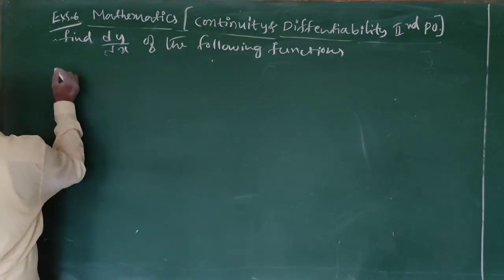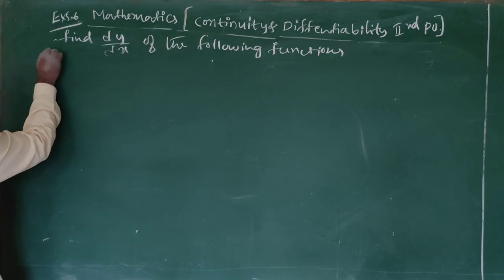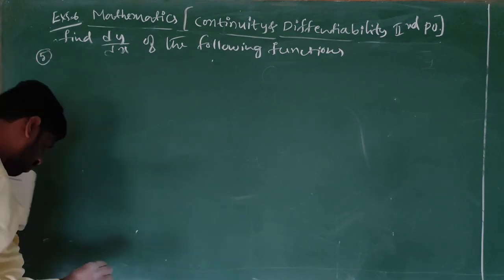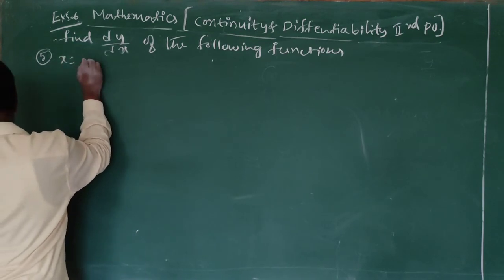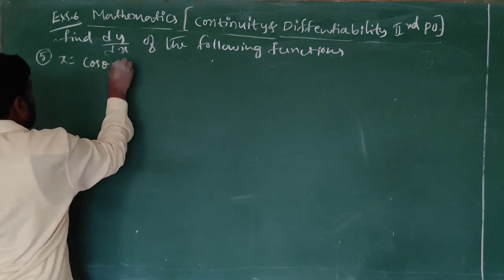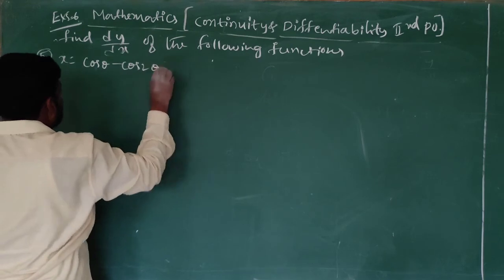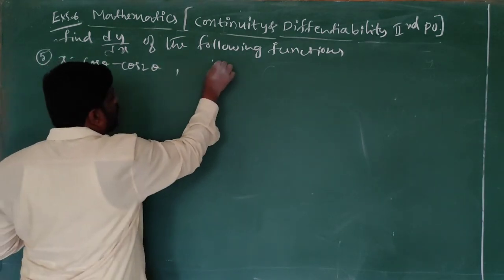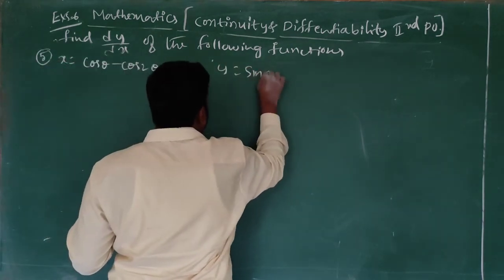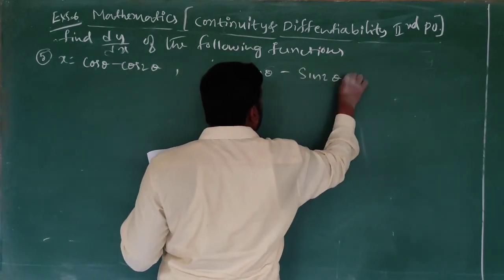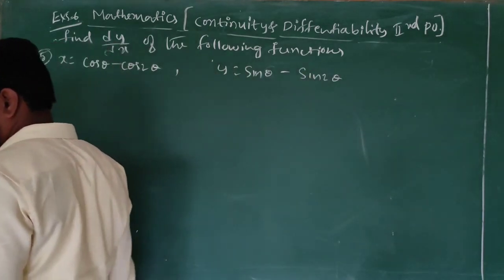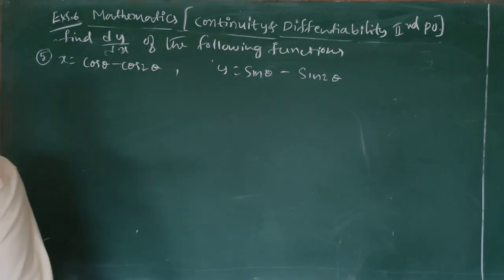Next question, fifth question. x is equal to cos theta minus cos 2 theta. y is equal to sin theta minus sin 2 theta. Dear children, observe here.